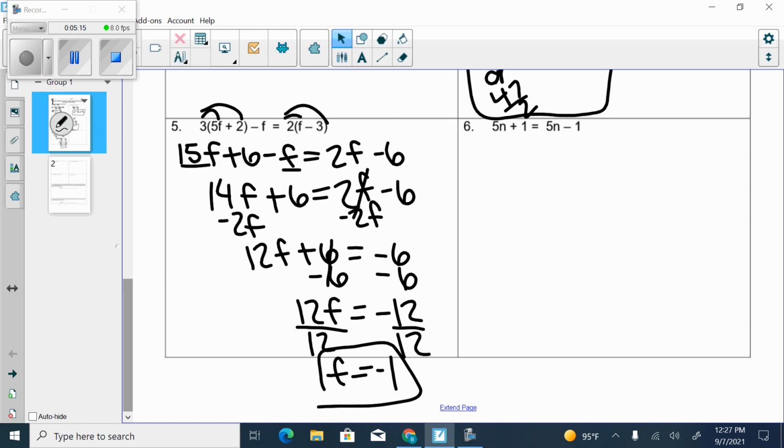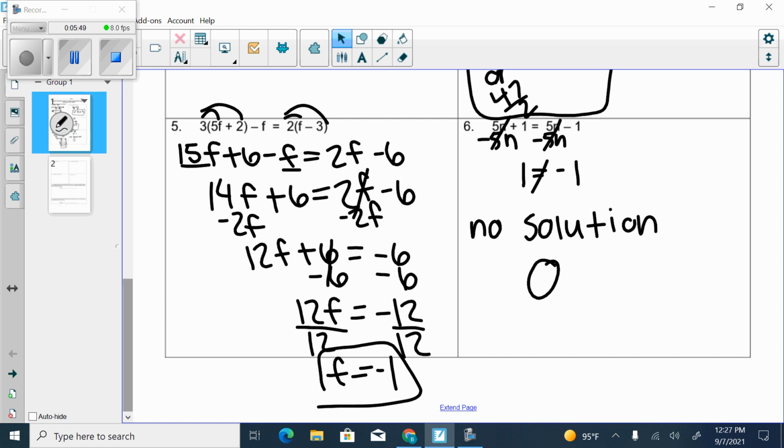Alright. Number 6. What are we doing on number 6? They cancel each other out. So how do we get something to cancel out? What do we do? Subtract. So I subtract 5 in, but like we said, that cancels, it's gone, right? 0 equals negative 1. And does 1 equal negative 1? No. This is not true. So my answer is no solution.